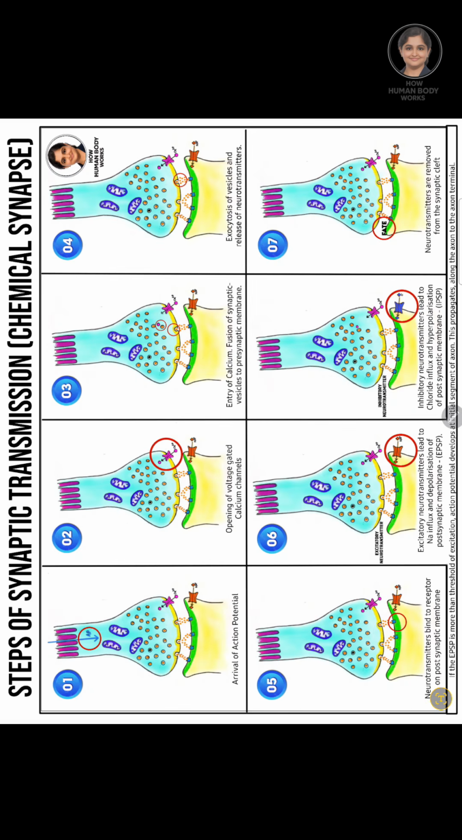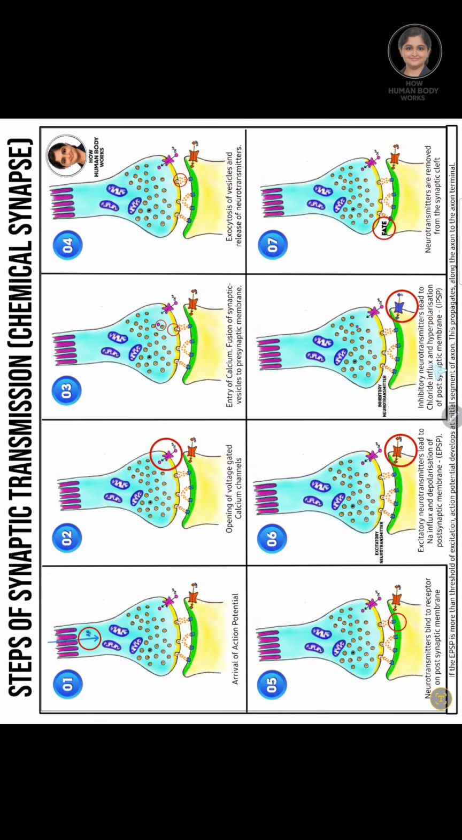But if the neurotransmitter released was an inhibitory neurotransmitter, then it causes the opening of chloride channels, and there is hyperpolarization of the postsynaptic membrane and development of IPSP or inhibitory postsynaptic potential. So the action potential cannot be developed over here.